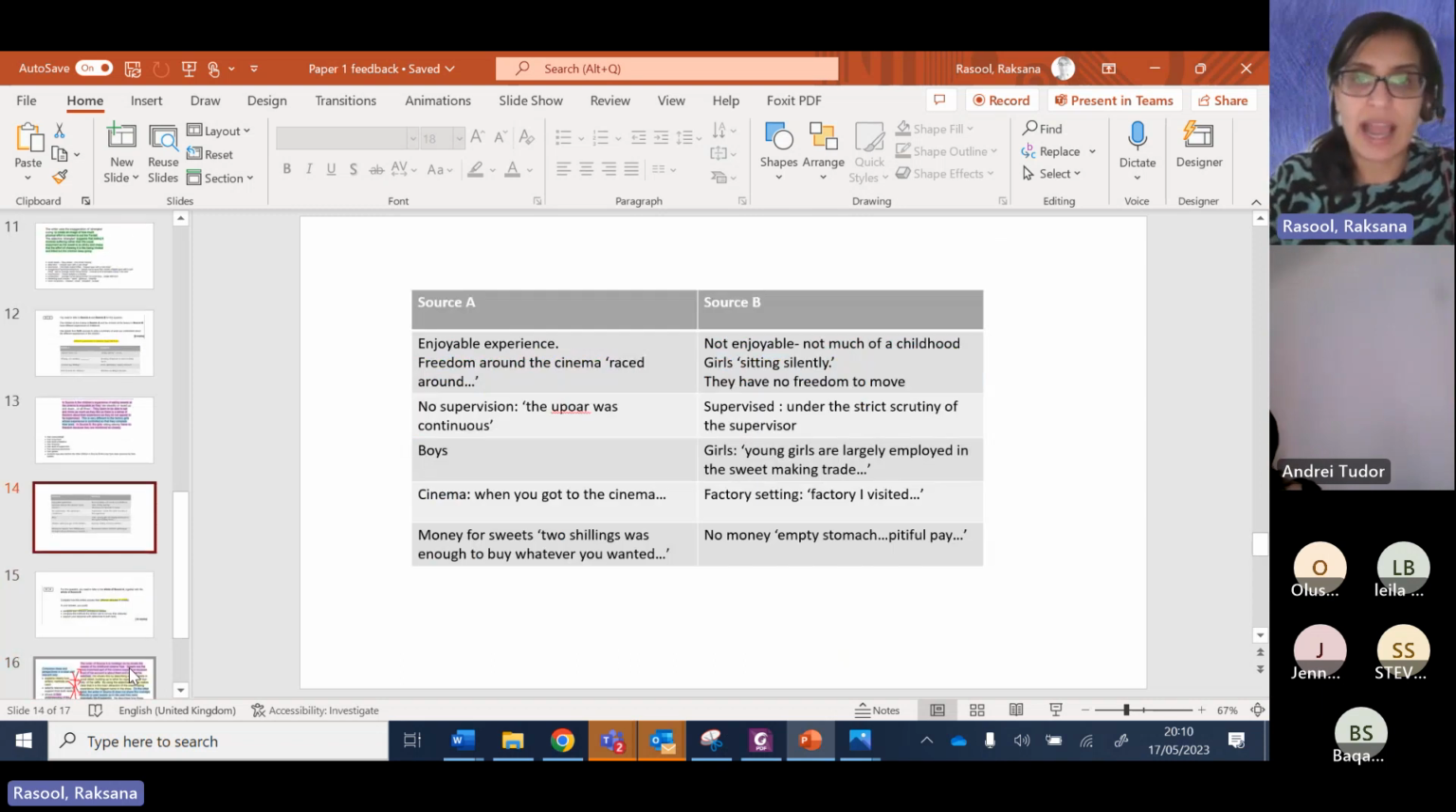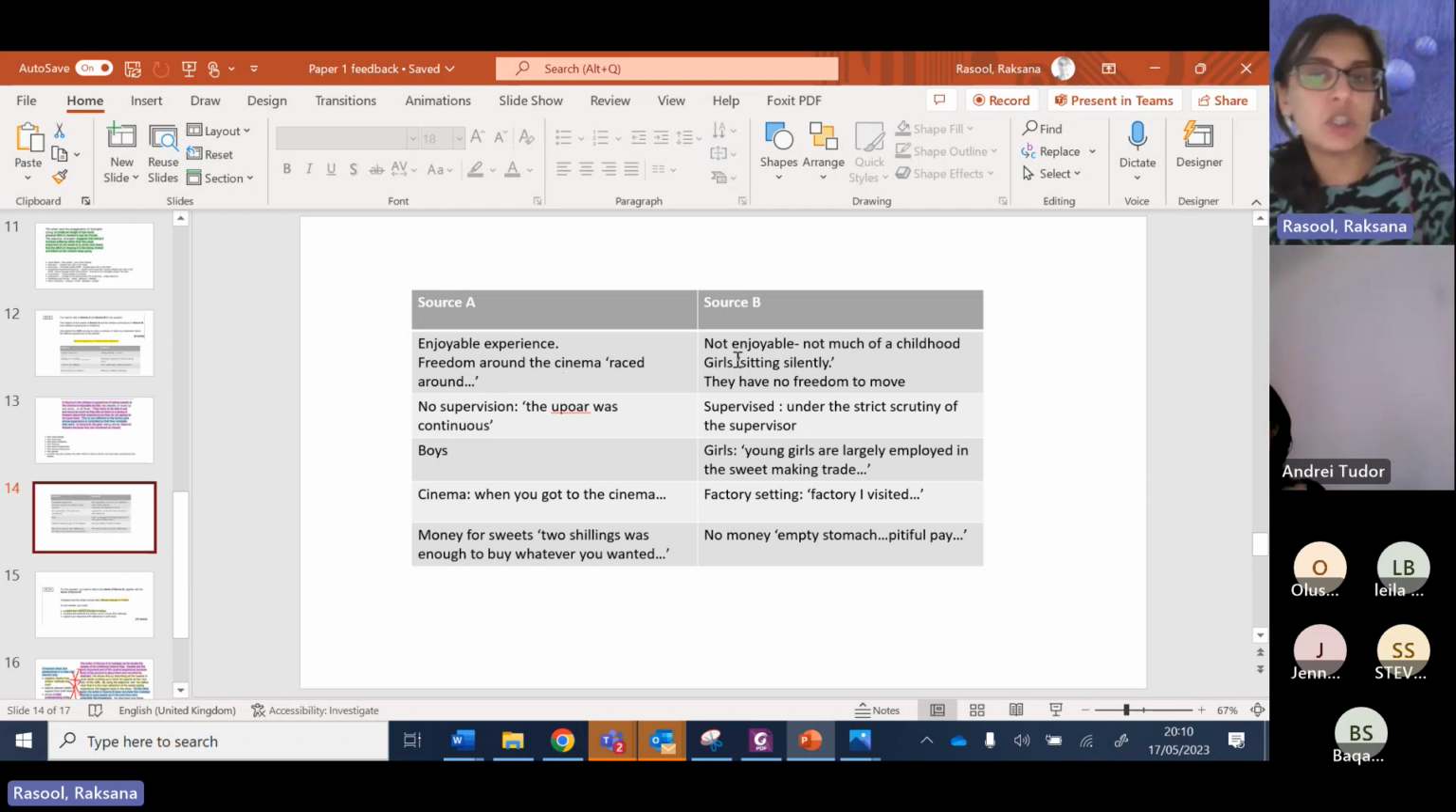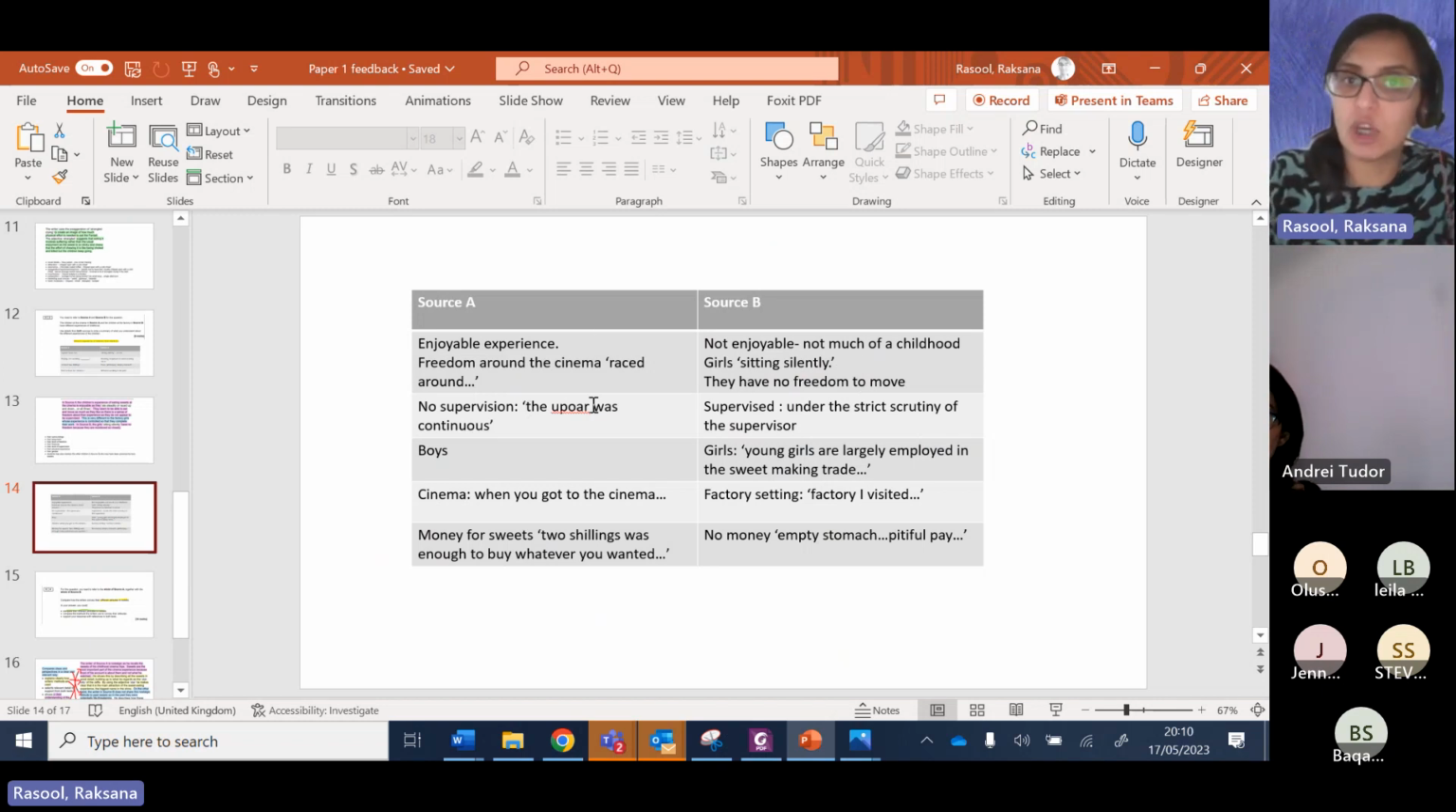And here's some of the ones that I had. Source A, the children are having an enjoyable experience. They've got the freedom around the cinema to race around. In source B, it's not enjoyable. It's not much of a childhood. They're sitting silently. They have no freedom to move. There's no supervision in source A. The uproar was continuous. They are supervised in source B under the strict scrutiny of a supervisor, watched every second. In source B, the young girls are largely employed in the sweet making trade, and there are girls, whereas in source A, only boys are mentioned.